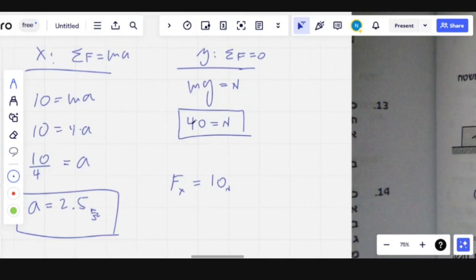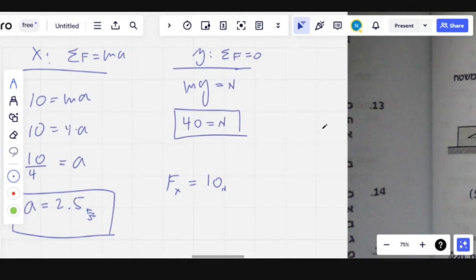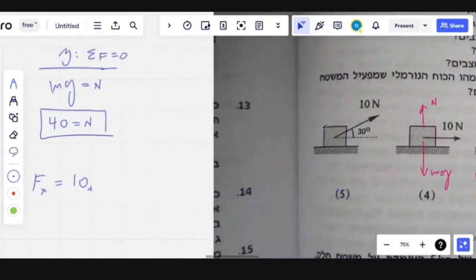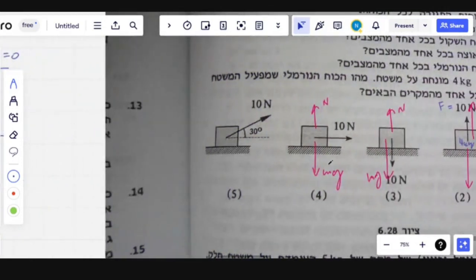The normal force we already found. It's 40. So there's no normal force on the x-axis. Normal force is always perpendicular to the surface, so the normal force is always going to be 90 degrees to the surface. I got it. 100%. Very good.